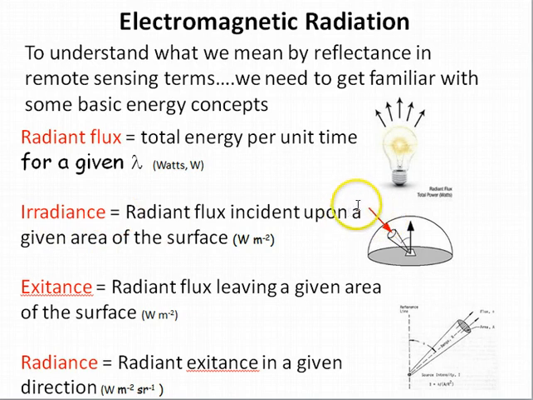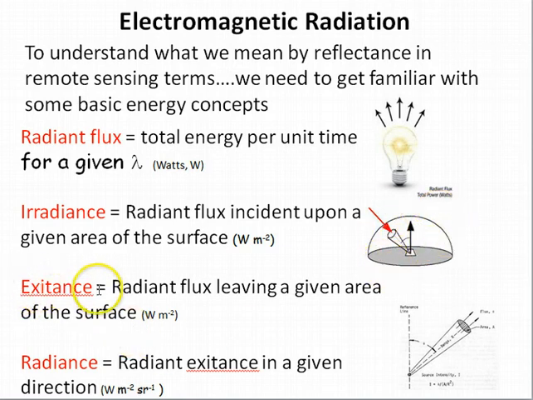In other words, it's the radiant flux, or how much energy is coming in and is incident or hits a given surface area on the ground, and that's usually in terms of meters squared, and the radiant flux, or the amount of energy, is usually in terms of watts. So when we talk about irradiance, we're talking about the watts per meter squared of radiation that is hitting the surface. And then we know that that irradiant light is going to come in and interact with the surface, and then there's going to be a certain proportion of that that is reflected back.